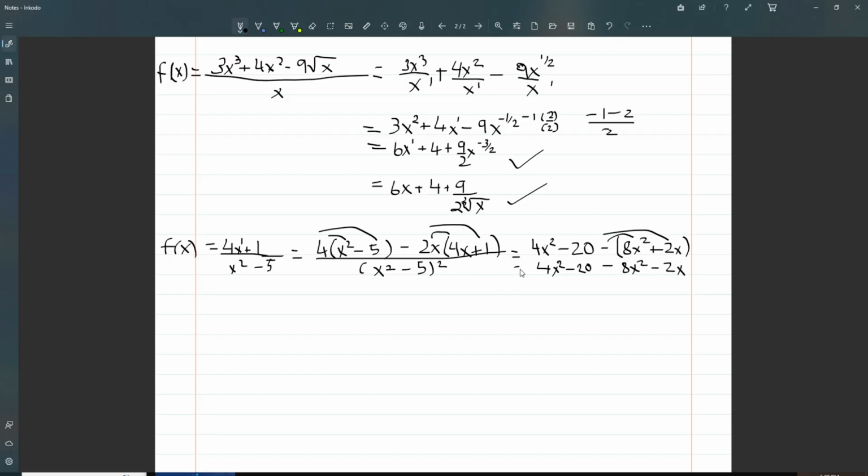Okay, and we know that we can combine like terms here because we have both terms that have x squared in them, right? So negative 8 with 4, okay, that's basically 4 minus 8, which is like 8 minus 4, which is 4, right? But we just have to bring down that negative. So negative 4x squared minus 2x minus 20 over, don't forget the denominator, x squared minus 5 squared. And that's your final answer.